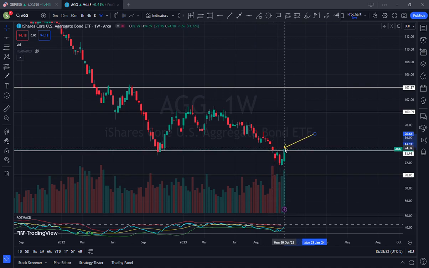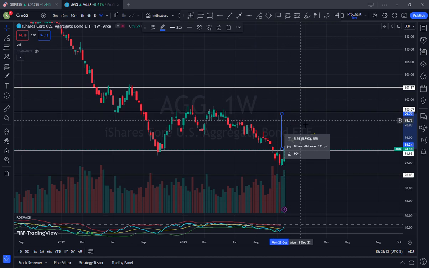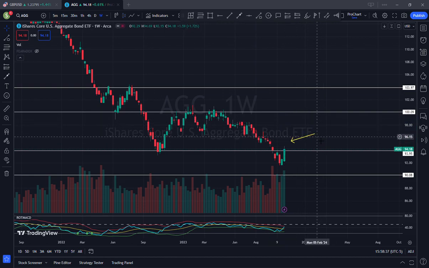Now, if we get another push, you get a confirmation. That confirmation will most likely say that, hey, I'm looking for the aggregate bond funds to go up probably another 6%. Remember, we're just talking about support and resistance here. And do your own due diligence. Make sure you look at this stuff.